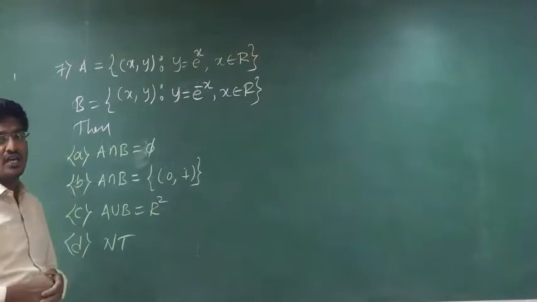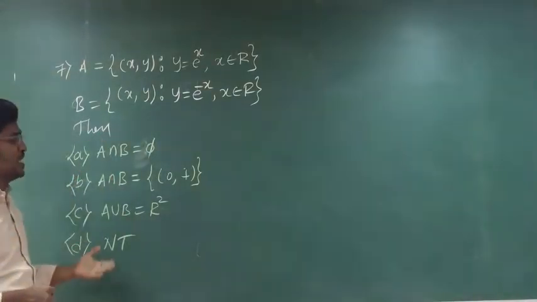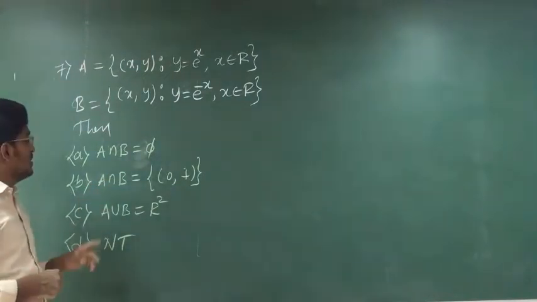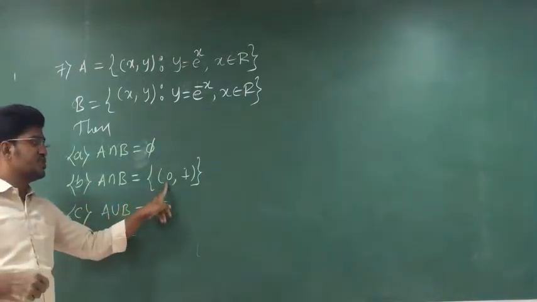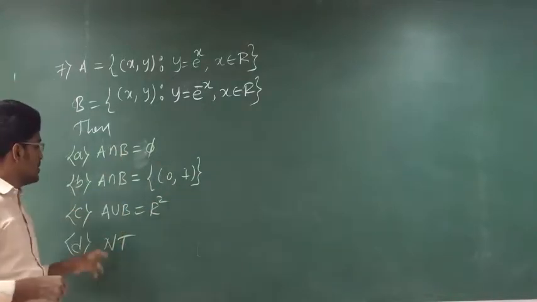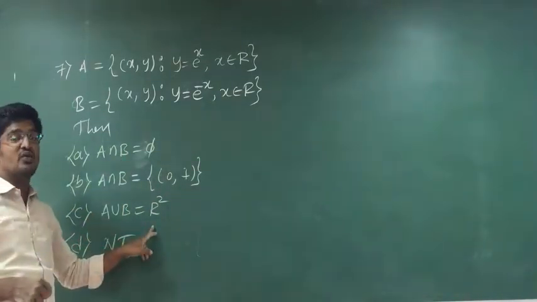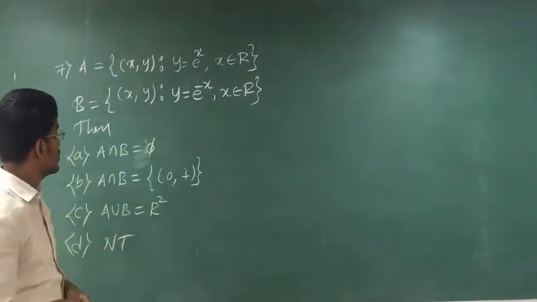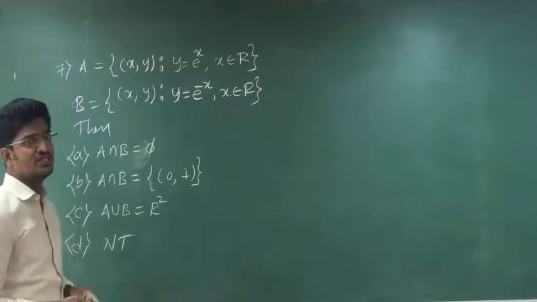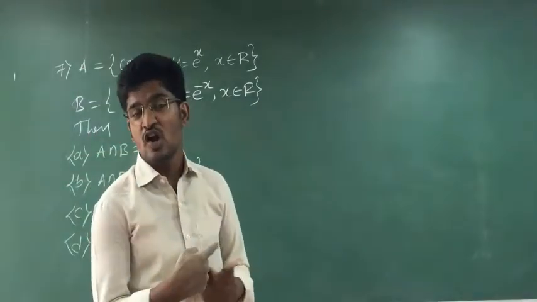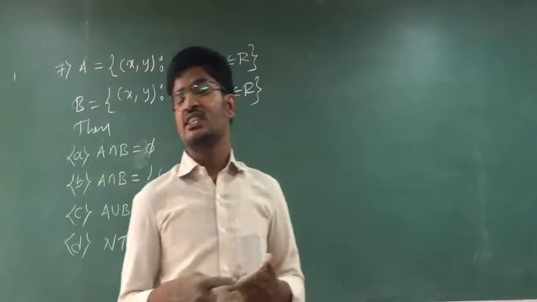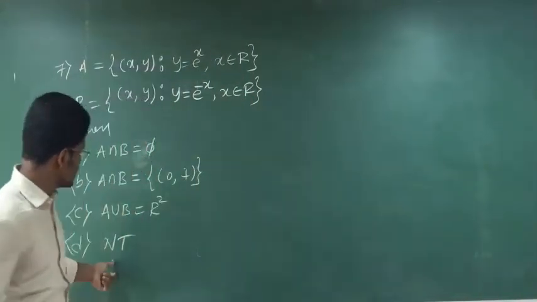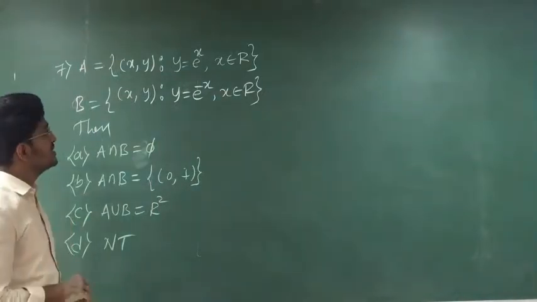Then what are they asking? Which of the following is correct? A intersection B equal to empty. A intersection B is equal to 0 comma 1, a single ordered pair. A union B equal to R square, that means real number square. None of these. Okay. Most of the students go for none of these because, one thing, they are not going to understand the question. Second thing, if they understand, they can't solve it. Those kind of people go for none of these. Clear? Let us solve this.